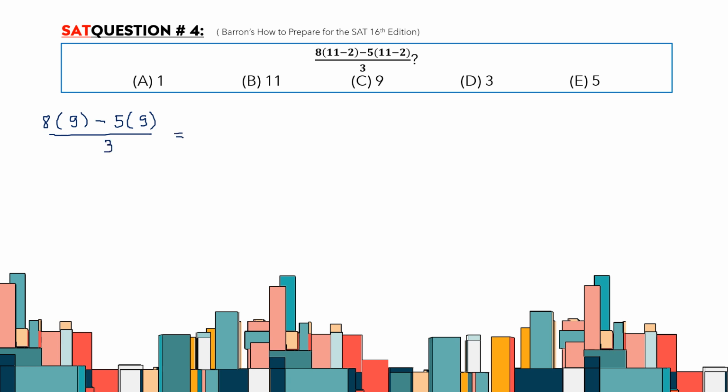So we have 8 times 9 is 72. We subtract 45, divide by 3, equal 27, divide by 3, equal 9. This one gives you the answer, but I want to introduce a shortened way to avoid working with the big number.